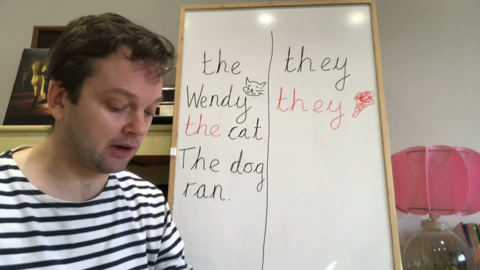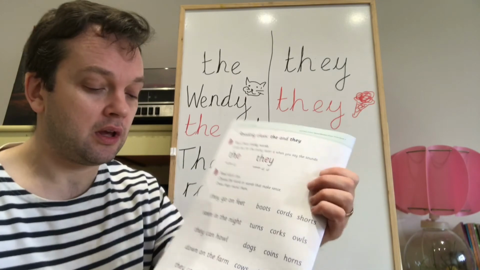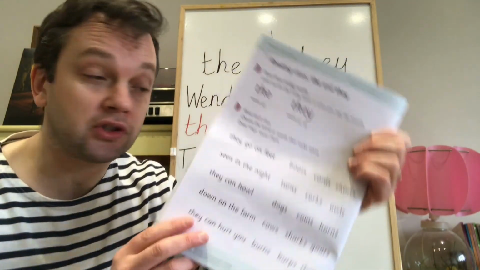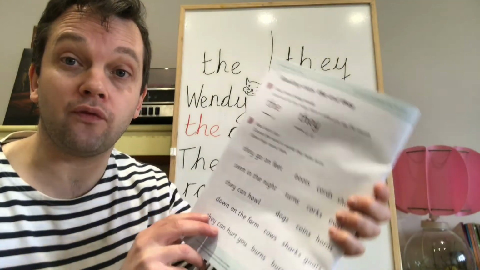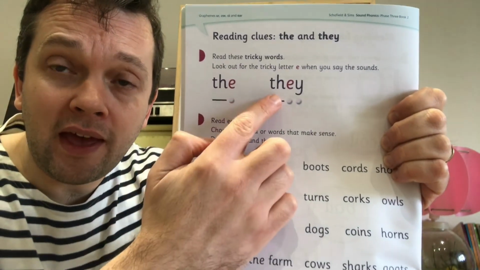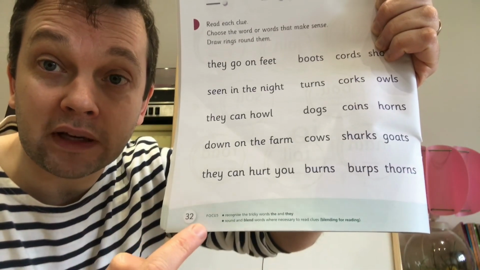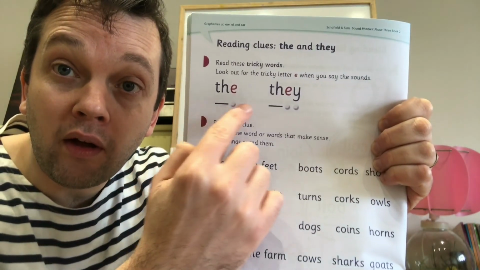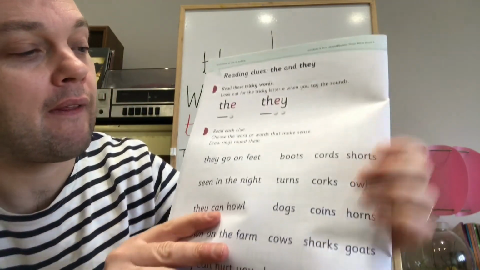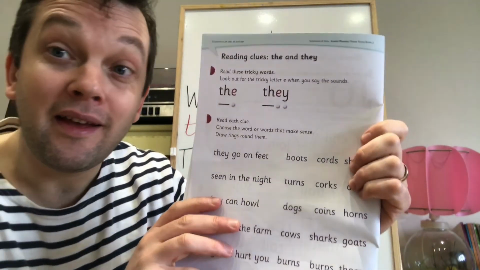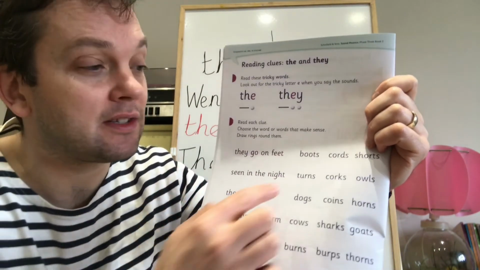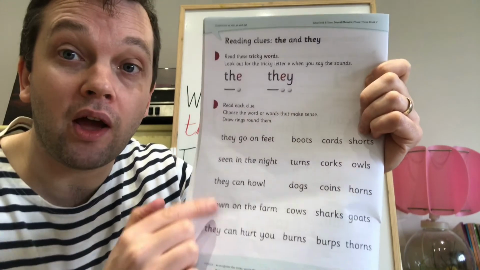When you've done that, I'd like you to open your sound phonics book to page number 32. So this is phase 3, book 2 of the sound phonics, Schofield and Sims. We've got our words the and they. Page 32, 3 and 2. Now we've got lots of sentences here. It's a bit of a quiz, really, because you're going to read each sentence and then draw a circle around the right answer.